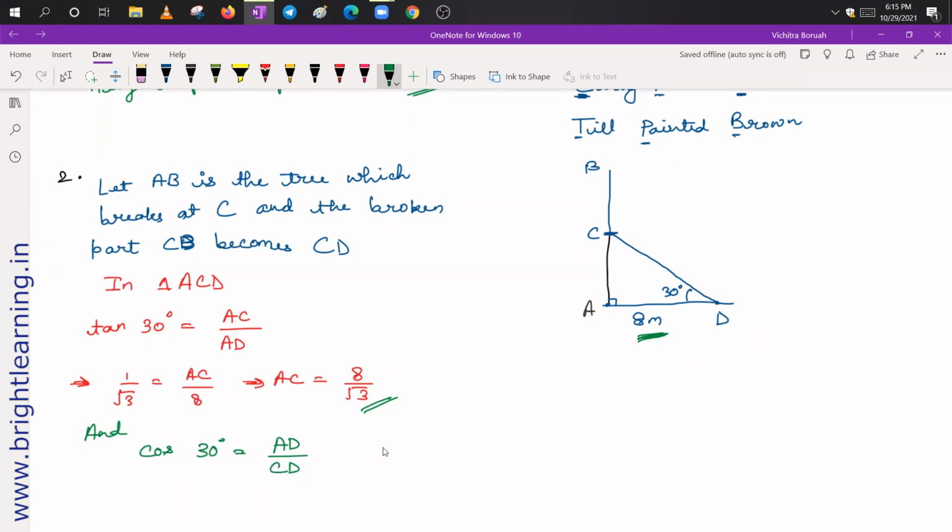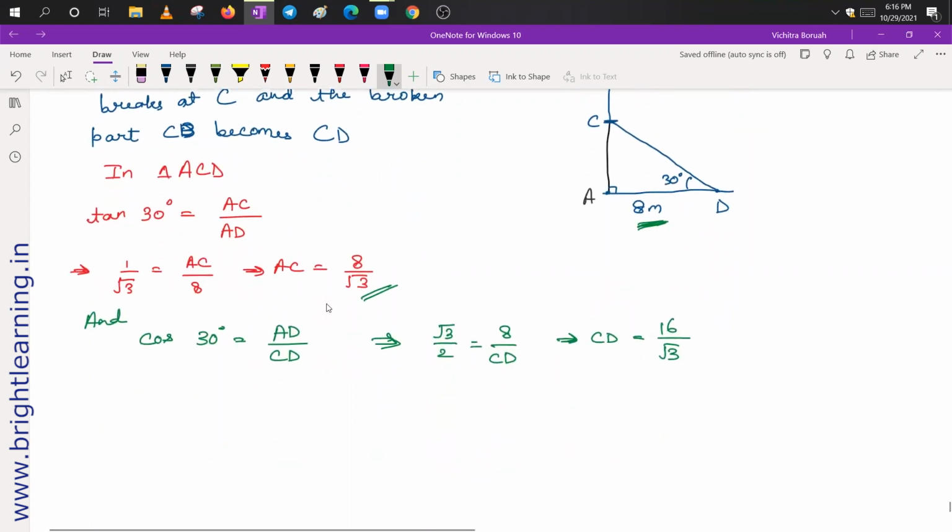Now cos 30 degree, what is the value of cos 30 degree? Root 3 upon 2. Now length of AD, we know that it is 8, and CD we have to find. So from here we will get the value of CD: this 2 goes on the right hand side, so 8 into 2, it is 16, and this root 3 comes in the denominator part. So CD we will get 16 upon root 3. Okay. So length of AC we got, length of this CD we got.